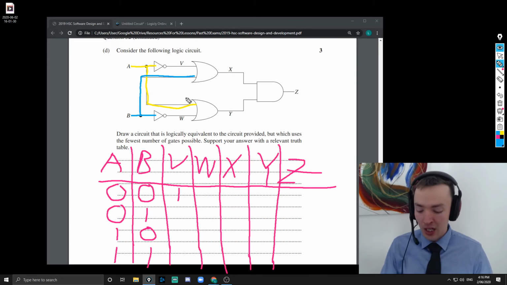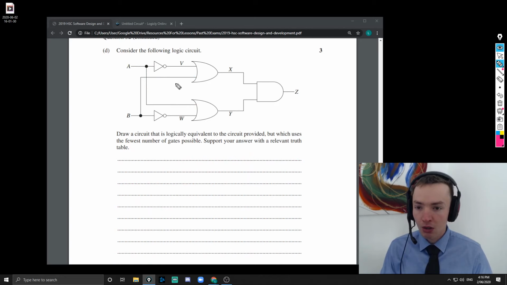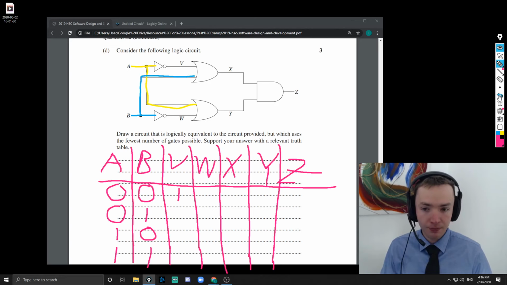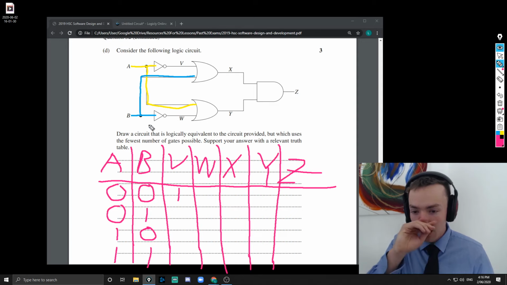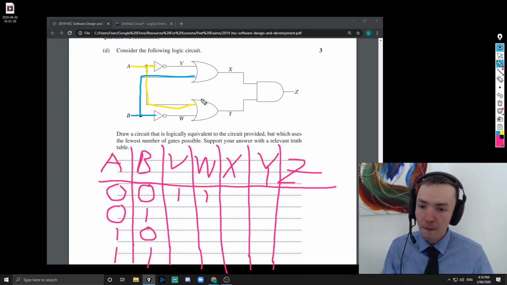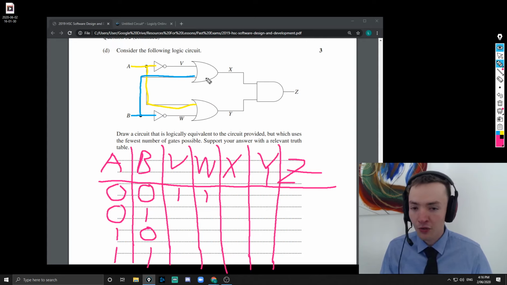So that's what you just got to keep in mind. I'll just keep that on. I've done that before. So, for W, we can see the only input to W is the inverted B. So B is 0, so obviously W is 1. Alright, so far so good.